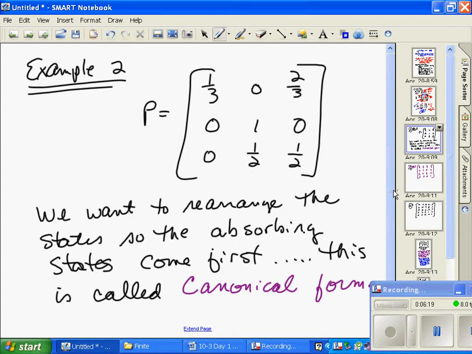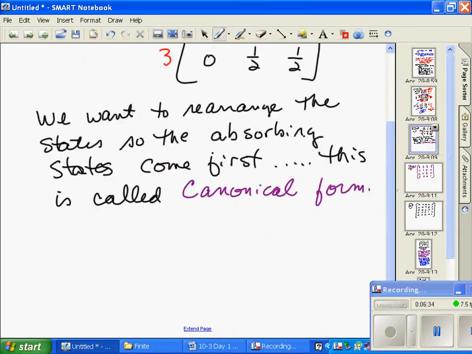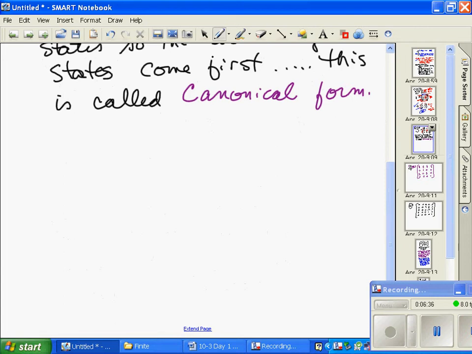absorbing states in the upper left-hand corner. So this right here, I'm going to circle it in red. That 1 needs to be in the upper left-hand corner. So I'm going to label this state 1, 2, 3, 1, 2, 3. Okay? I'm going to rewrite this.